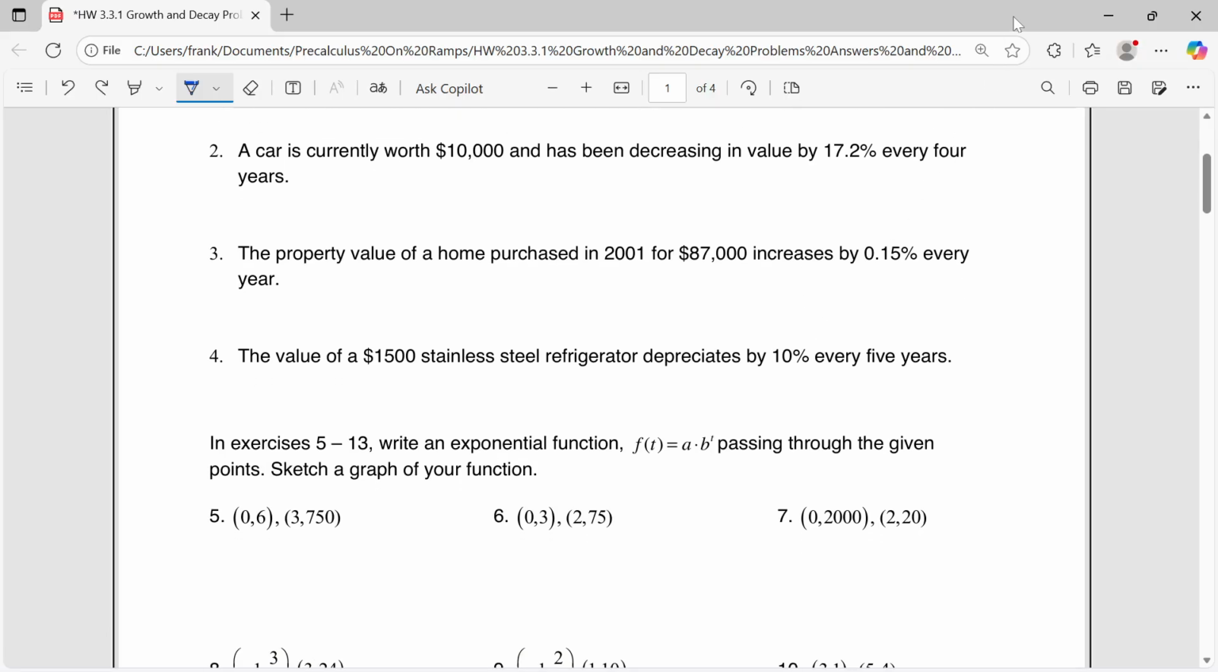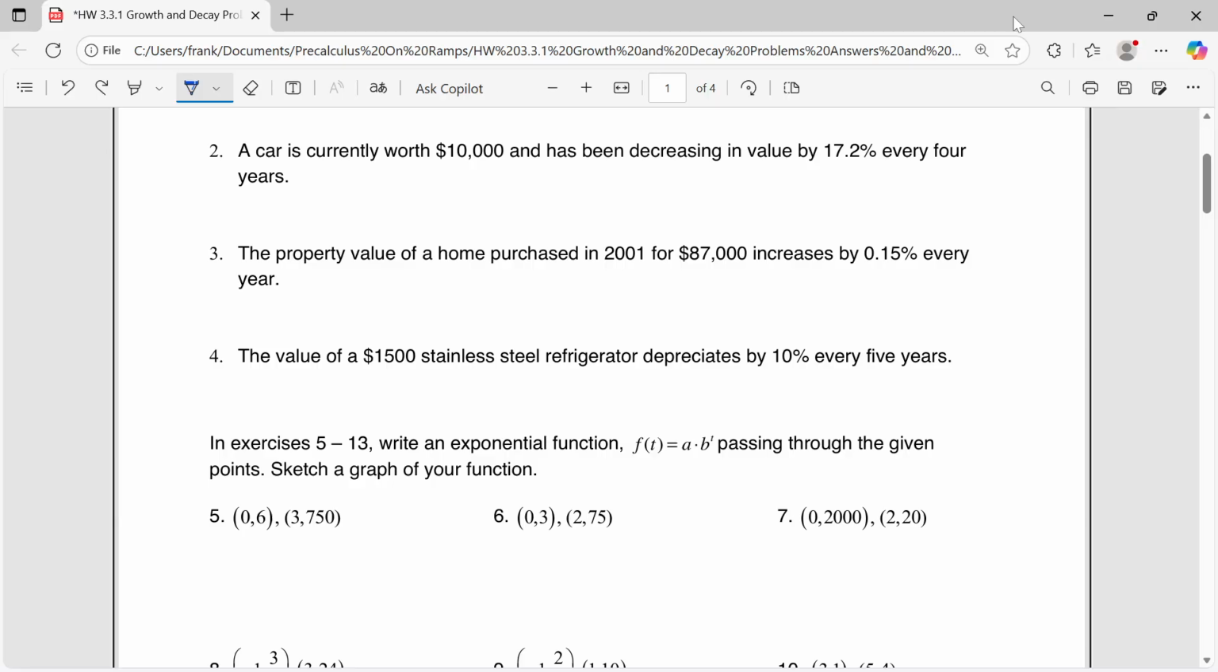Number 4. The value of a $1,500 stainless steel refrigerator depreciates by 10% every 5 years. So depreciation means subtract. So I'm going to subtract 10%. It's 1 minus the rate, 1 minus the depreciation rate. Well, I have to write that as a number. So it's going to be 10% divided by 100, which is 0.10. 1 minus 0.10 is 0.9.